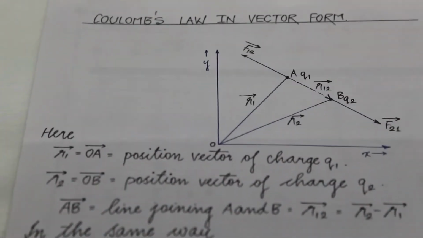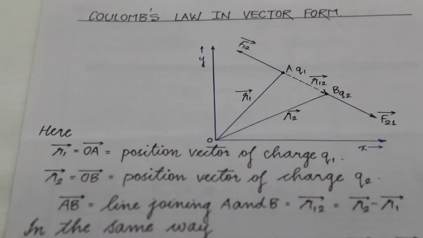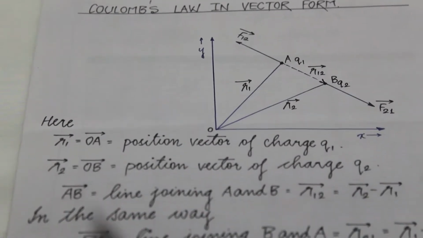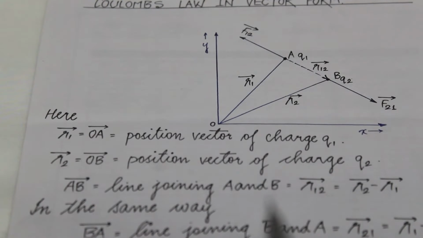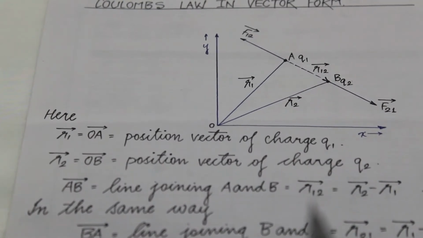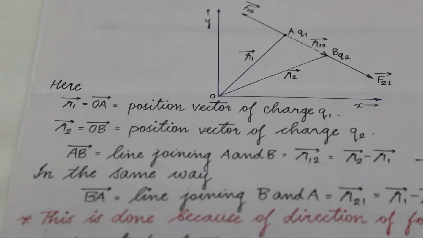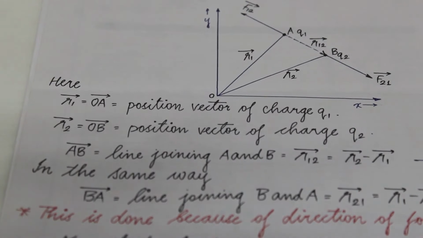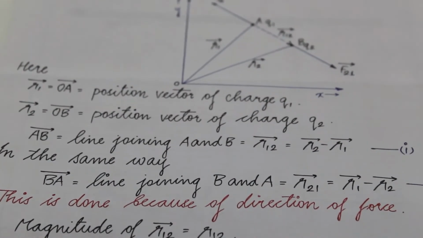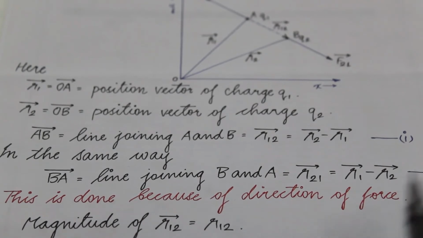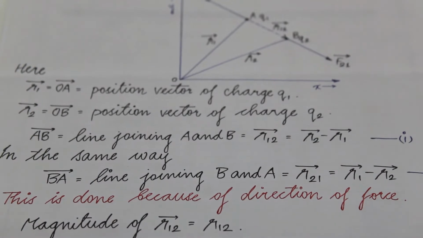Now, as I have told you, R1 is a position vector of charge Q1, R2 is a position vector of charge Q2. So the line AB, joining A and B, is given by R12, which is found out by R2 vector minus R1 vector. Similarly, the line BA, that is opposite, will be taken as R21 equal to R1 vector minus R2 vector. Why has this been done? This is because of vector notation. As you change the direction of force, the displacement vector must also change.